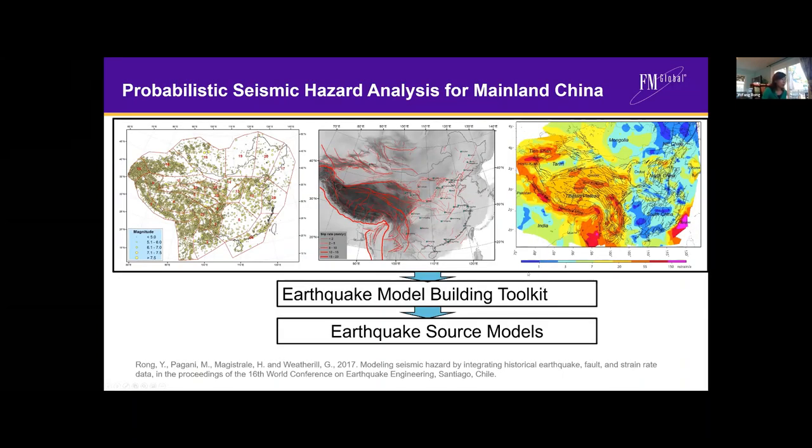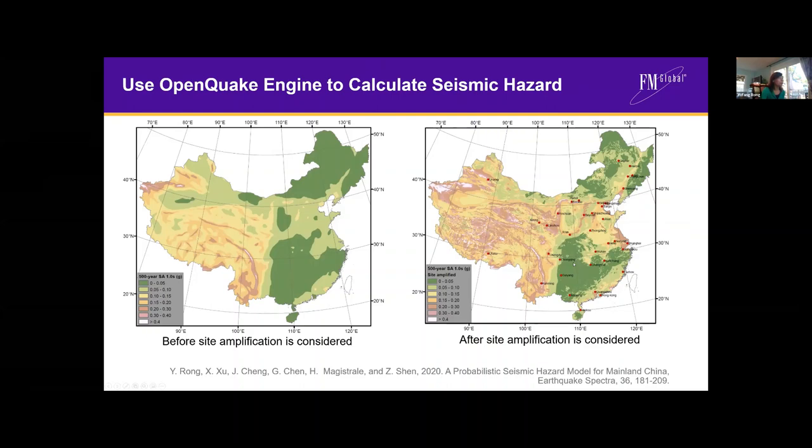In the past several years, we developed a probabilistic seismic hazard model for mainland China. As with many other models, we used the historical earthquake catalog and active faults data. But in addition to that, we also explicitly used the strain rate data, which is shown on the right of the three plots. To integrate the data together, we worked with GEM, specifically with Marco and others, to create a tool which we call Earthquake Model Building Toolkit. Using the toolkit, we are able to produce earthquake source models, which can be directly sent to OpenQuake Engine for hazard calculation.